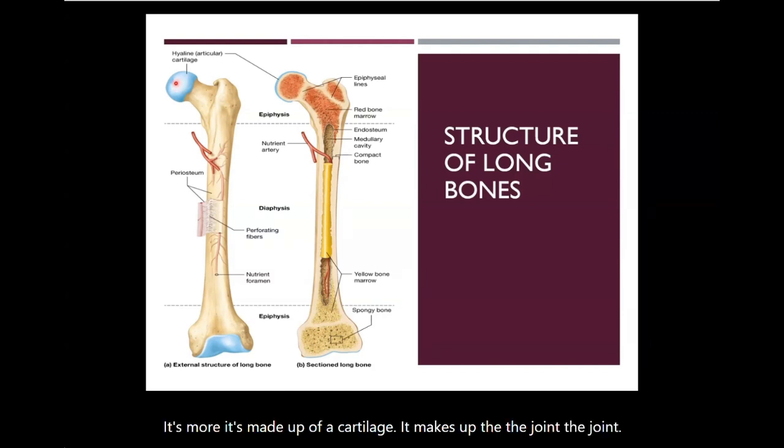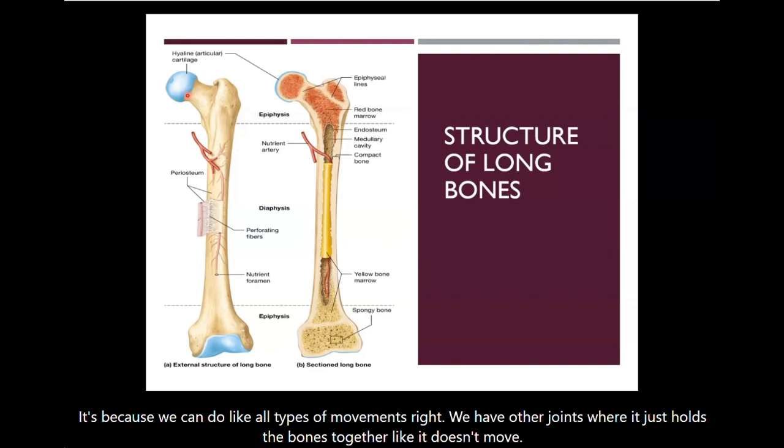It makes up the joint, and then this type of joint is the ball and socket joint. So that circle part is gonna sit on the shoulder, okay? And then it's a type of a synovial joint. We'll talk about it when we get there. It's because we can do like all types of movements, right?